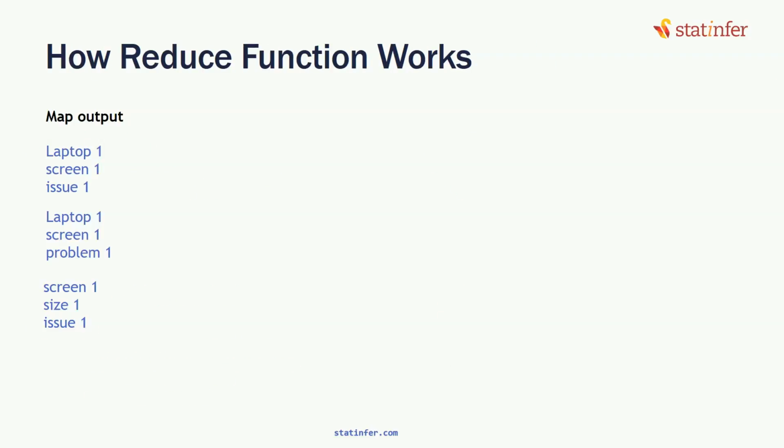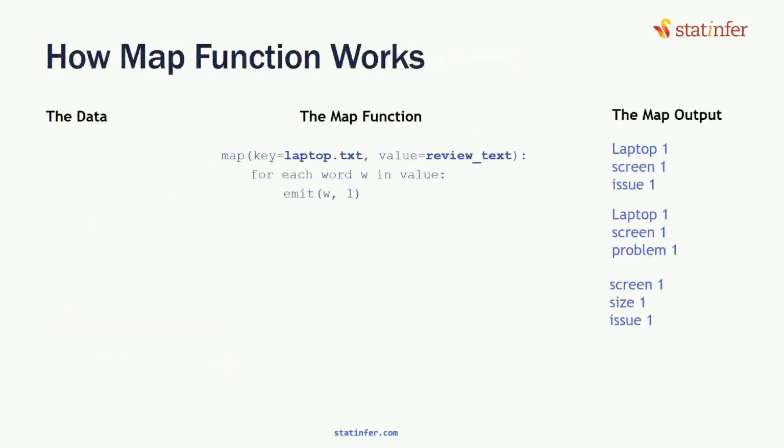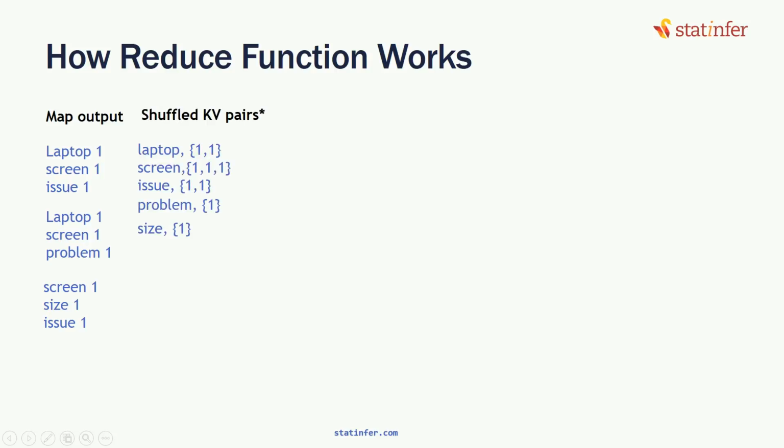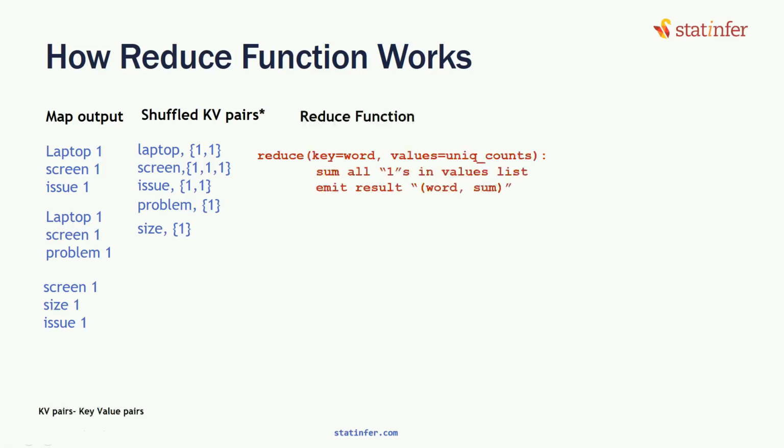So if you remember, the map output was simply each word and the frequency. Then we shuffle the key value pairs, because some of the keys are the same, laptop, laptop, so we can shuffle and prepare it for reduce. So we shuffled and took all the keys and the corresponding values. Some keys have more than one value here, screen appeared thrice, like that. So this is the final, shuffled key value pair. And then the reduce function just takes the key and values as input, sums all the ones, however many ones there are, and gives us the final output. So the reduce function takes this as input and gives this as output.